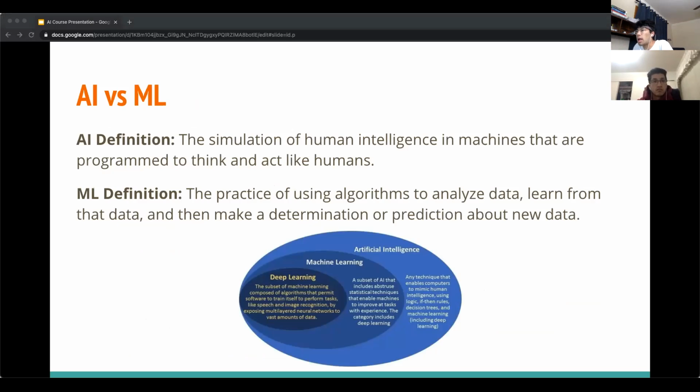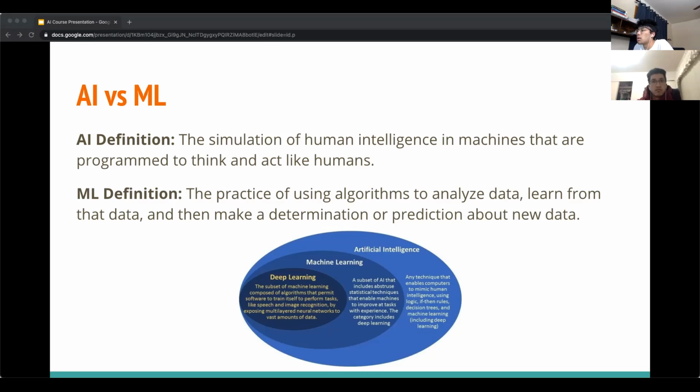So in terms of AI and machine learning, you have probably heard them used interchangeably, but in reality, they're not really that interchangeable. The definition of AI is the simulation of human intelligence in machines that are programmed to think and act like humans. While, as we just discussed, the machine learning definition is the practice of using algorithms to analyze data, learn from that data, and then make a determination or prediction about new data.